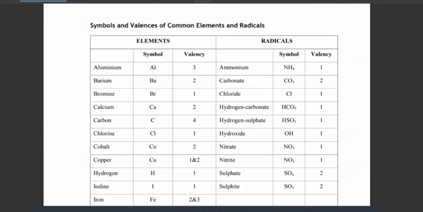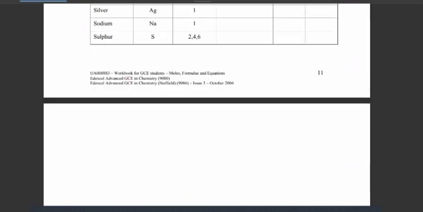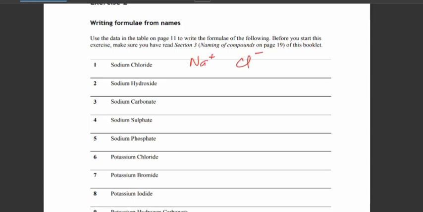Here I have given some valencies and symbols, and I have already told you their charges. Sodium chloride: you know that Na has a plus charge and chlorine has a minus charge. By the cross exchange method, one and one, it becomes NaCl. Is it okay? Next is sodium hydroxide.